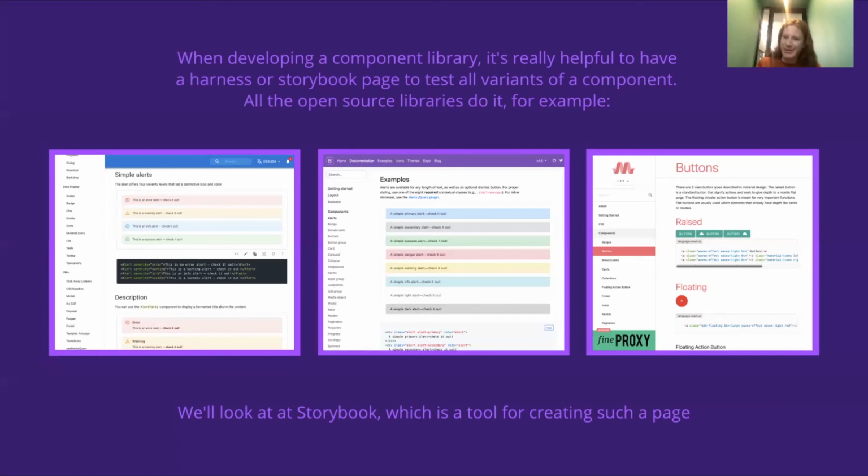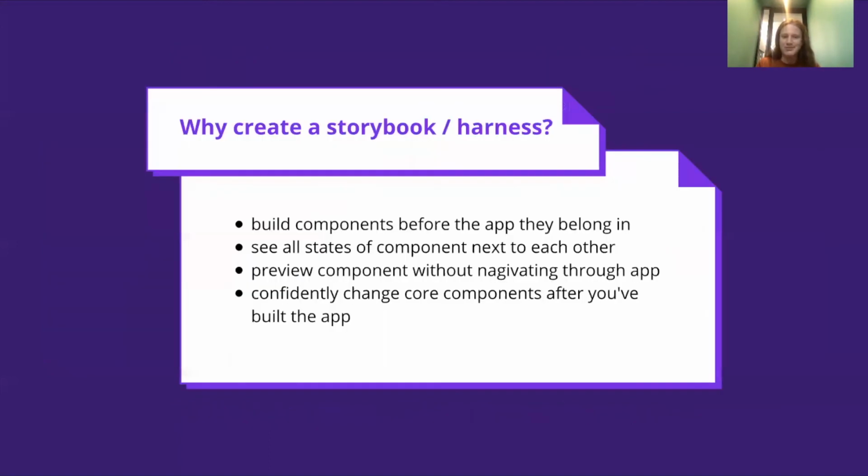So what's the way that we go about doing this? Well, we use a Storybook page. It has all of the advantages that we talked about. We can build the components before the app they belong in.